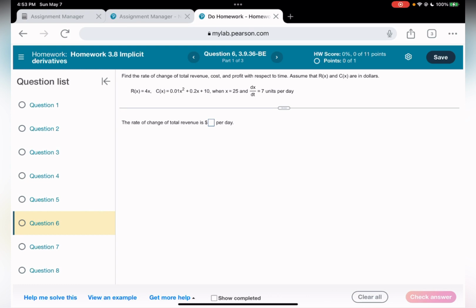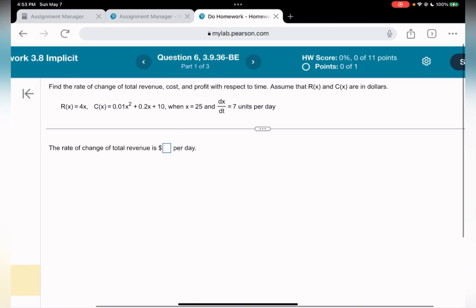Okay, solving problem number 6. Find the rate of change of total revenue, cost, and profit with respect to time. Assume R of X and C of X are in dollars. As we know, R of X is used for revenue, C of X is used for total cost, and X is the amount of product. dx by dt is the rate of change, how many more units, at what rate, 7 units per day.